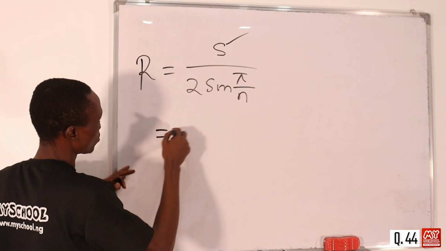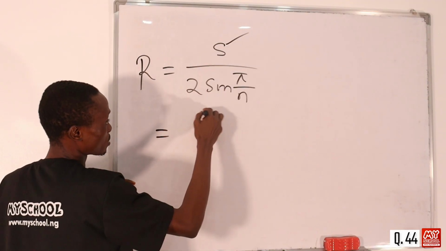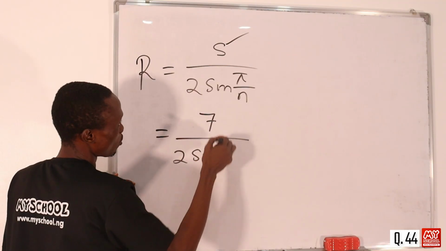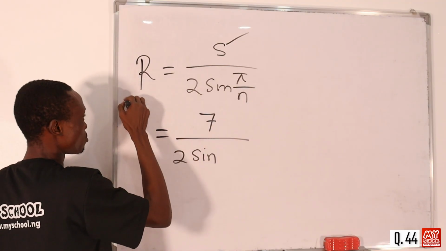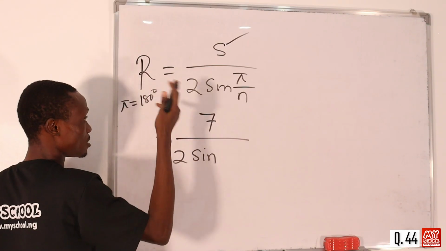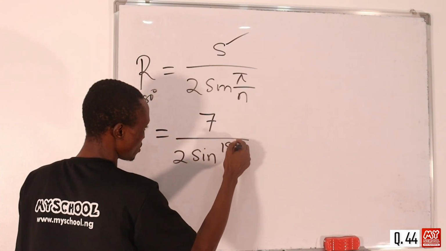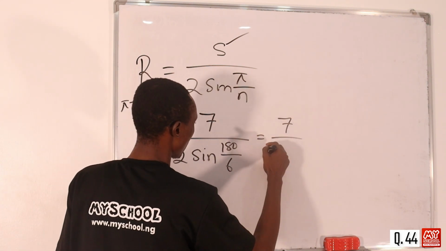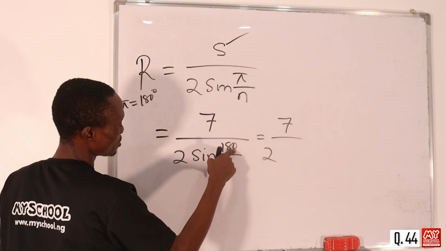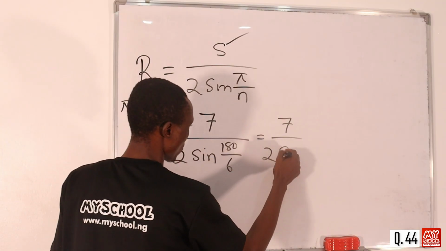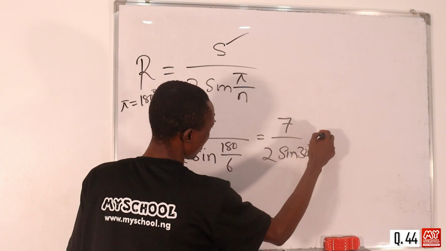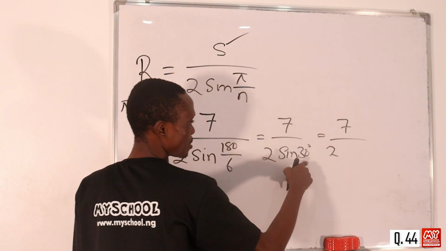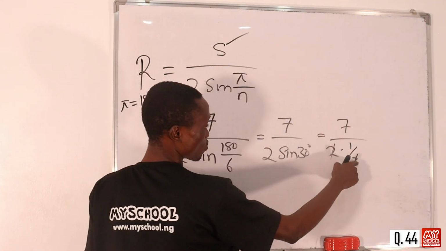Okay, so in this question, the length of the side of the polygon is 7, so we put 7 here, then all over 2, then sine. Of course, pi in radians is the same thing as 180 in degrees. Okay, so here we'll put 180, then all over 6. So this will be equal to 7 all over 2, then 180 divided by 6, that will be 30. So you'll have sine 30 degrees. So this will be 7 all over 2. Okay, then remember that sine 30 is 1 over 2. So 2 we cancel out 2.